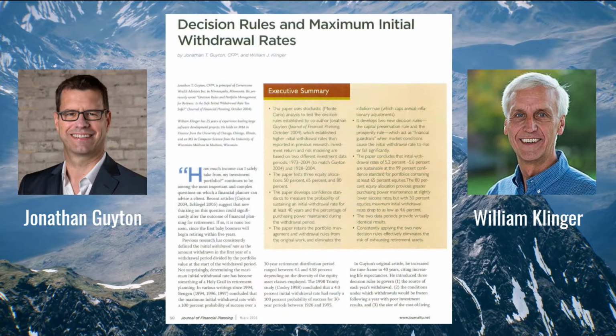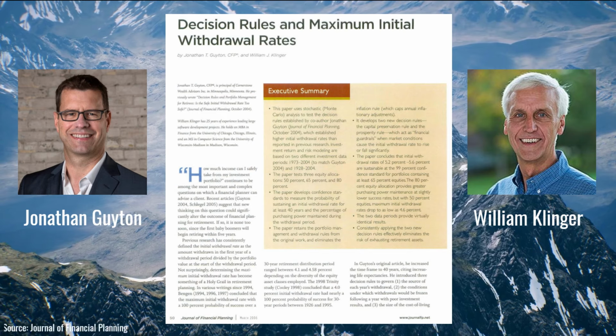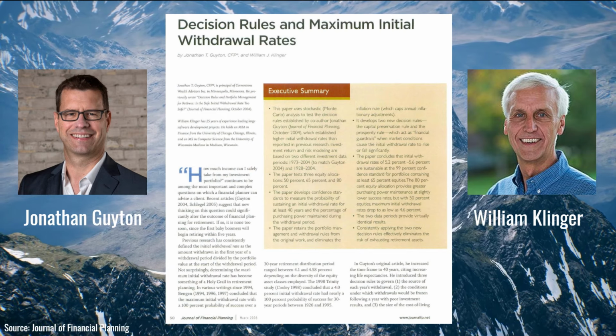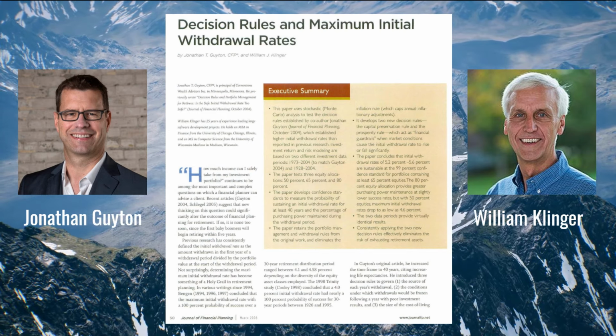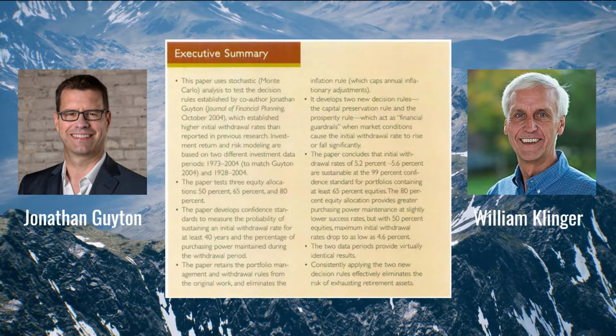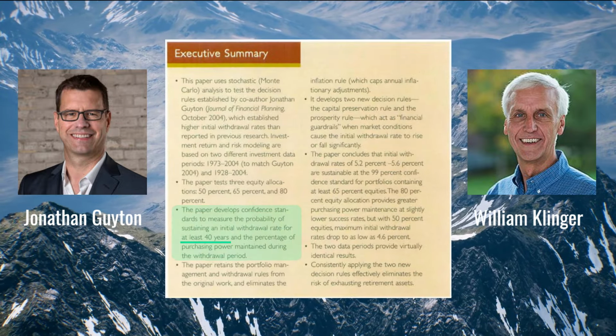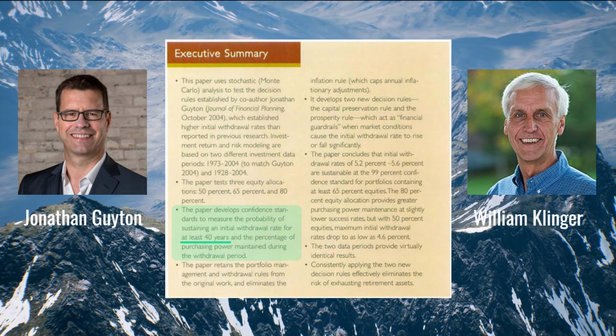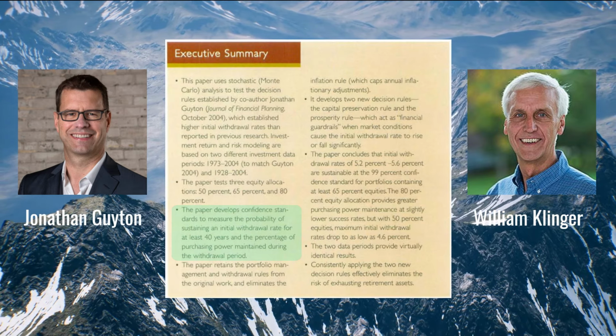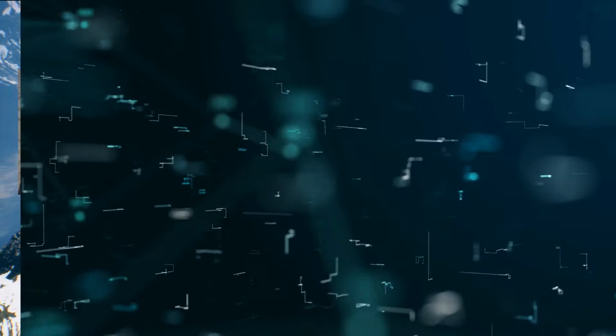Guyton and Klinger's 2006 paper, featured in the Journal of Financial Planning, analyzed their strategy's effectiveness using Monte Carlo simulations, conducted over a 40-year retirement period, surpassing the conventional 30-year retirement horizon, often associated with the 4% rule.